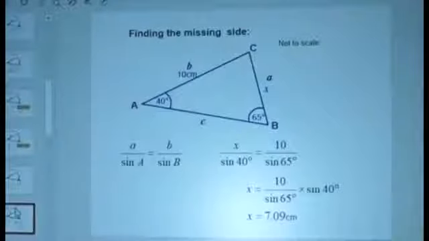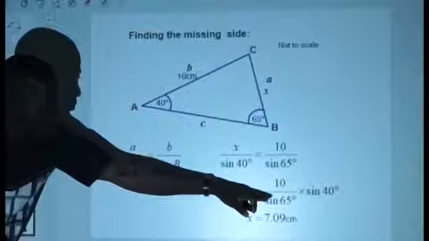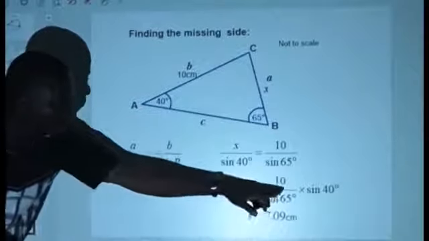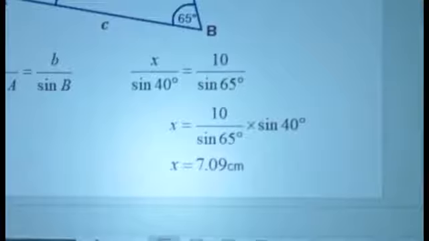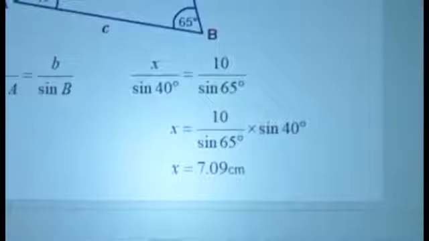So, viewers at home, let's bring out our calculator. What is sine 65? What is sine 40? So you press your sine 65, you press your sine 40, then you divide it and multiply with sine 40. It's going to give you 7.09 centimeters. So that is the answer.